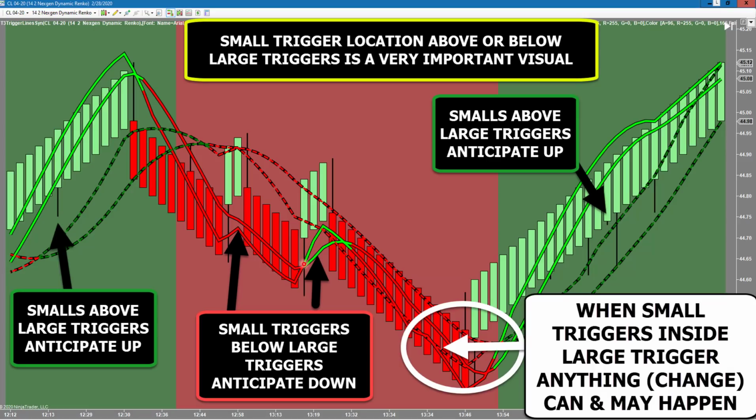This is one teeny tiny little wrinkle right here that a lot of new people get nervous about. They're like, oh, the smalls are going up, I can't go short. Not true. As long as they are physically below, so think location, location, location, is just as important as direction and strength. So up, down, down. We don't know what's going to happen because they're inside. Remember, anything can happen. And then obviously up, up, up.